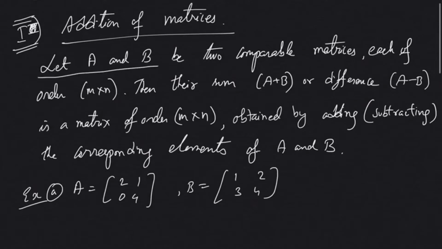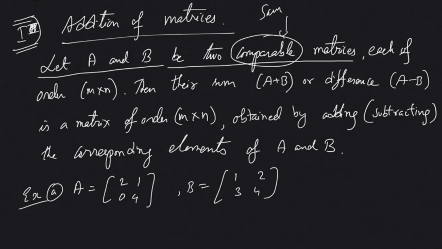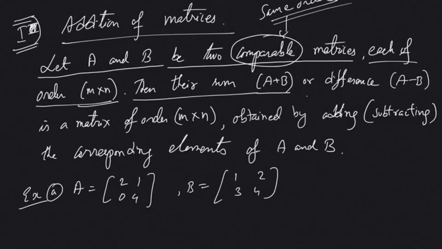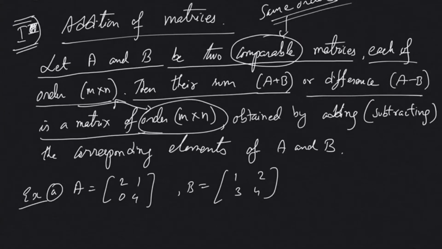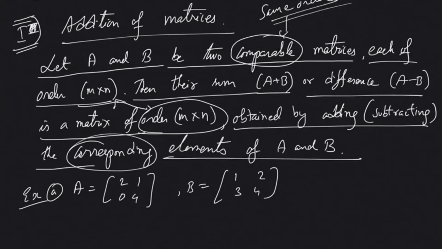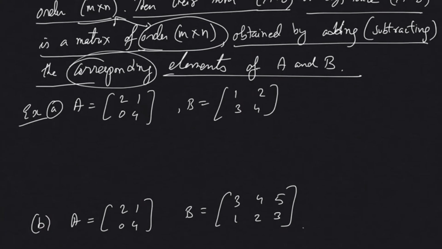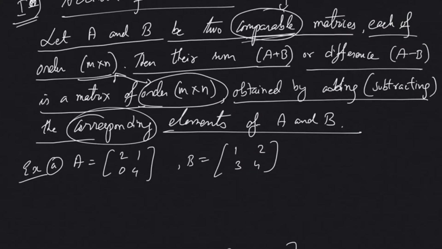If A and B are two comparable matrices, kindly note this word comparable. Comparable means they should be of the same order, each of order m by n. Then their sum A plus B, or even the difference A minus B, is a matrix which will also be of the same order m by n, obtained by adding or subtracting the corresponding elements of A and B. That's why it is only possible for comparable matrices.